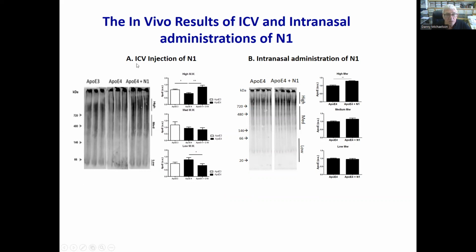But of course, this is not patient-friendly, and what we need to do is to consider a way in which we introduce the drug in a more patient-friendly manner. So the preliminary results that Alik did were with intranasal administration of N1. And again, here you see, if you look at the quantitation, that in the high molecular weight and some in the medium molecular weight species, the levels become higher in E4 after treatment. So we're optimistic that the drug can work when introduced peripherally and be active in the brain.